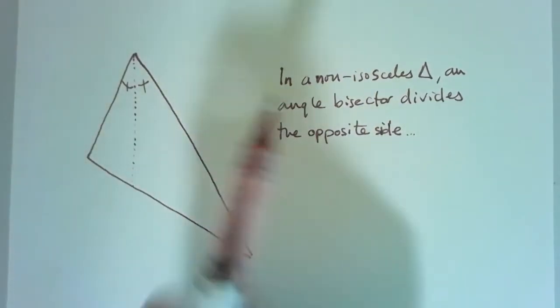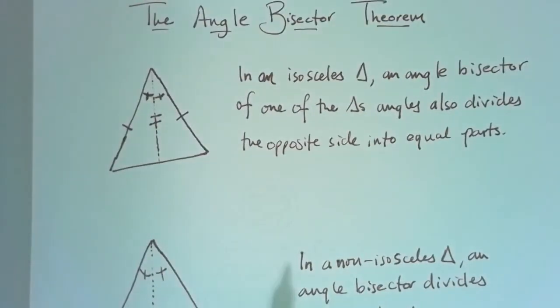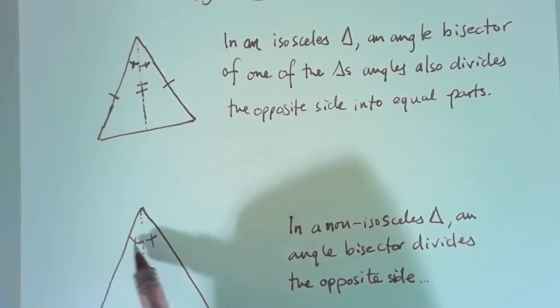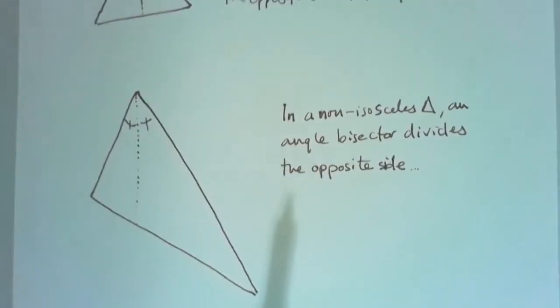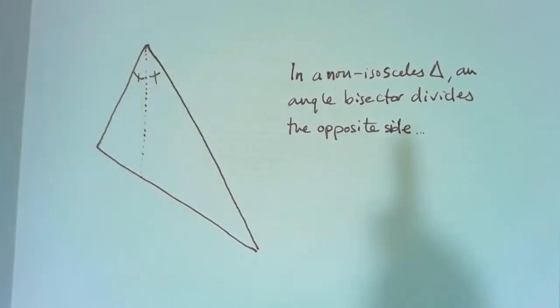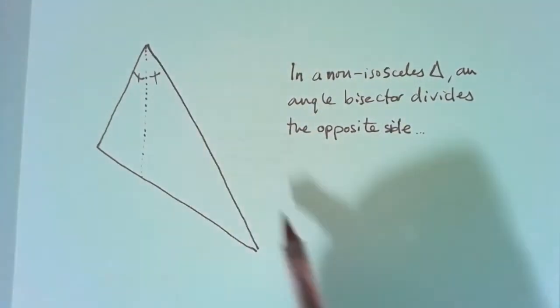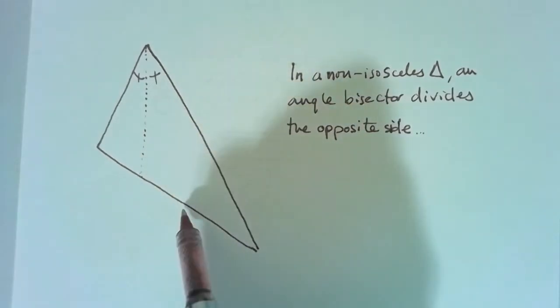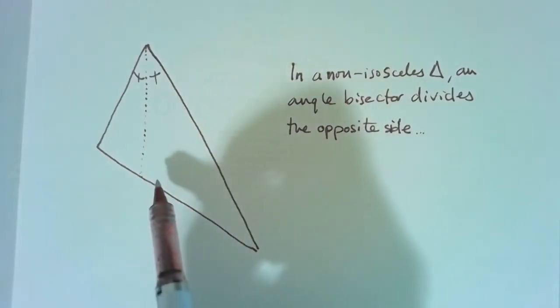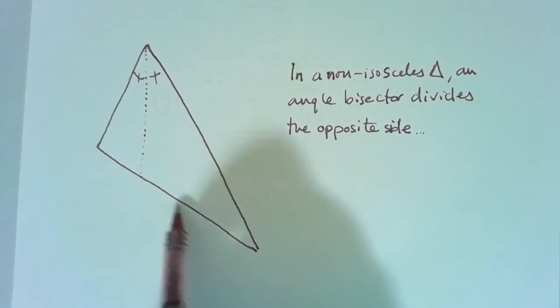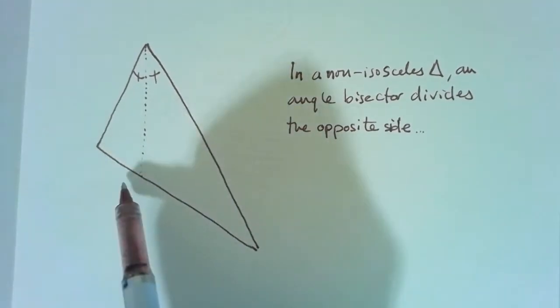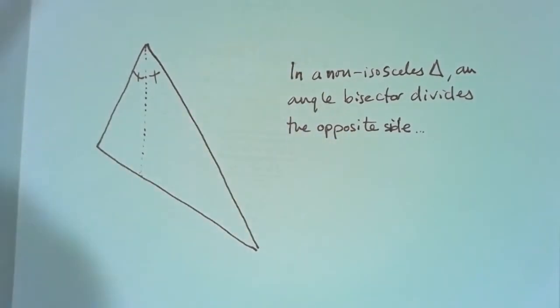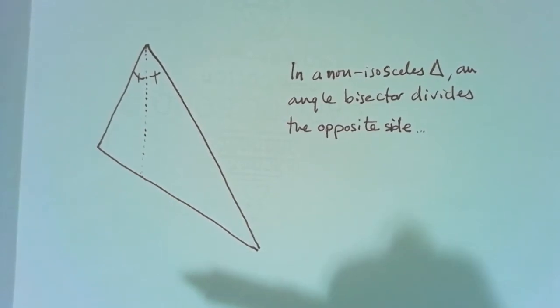So here I've basically tried to duplicate this angle here. It's the same angle, and I'm cutting it in half. When I cut this angle in half, since this is no longer isosceles, when this comes down here, it doesn't cut this opposite side into equal parts. In fact, it's quite obvious that this part over here is much longer than this. So this lesson is about how does it divide it up?